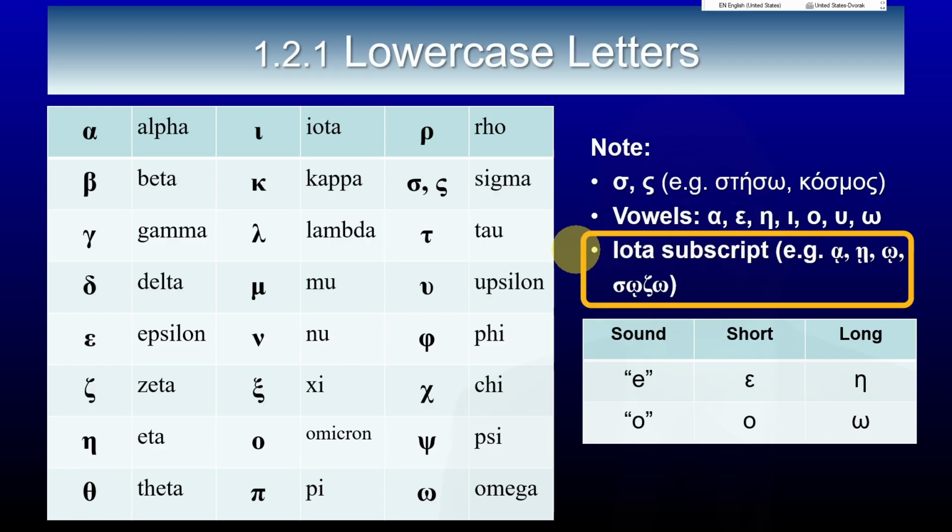Iota can be written underneath another vowel and is then called an iota subscript. We have some examples here. Here is an alpha with an iota subscript, an eta with an iota subscript, and omega with an iota subscript. And the iota subscript is found in the word sozo, which means heal or save. You only need to know that such a thing exists at this stage.